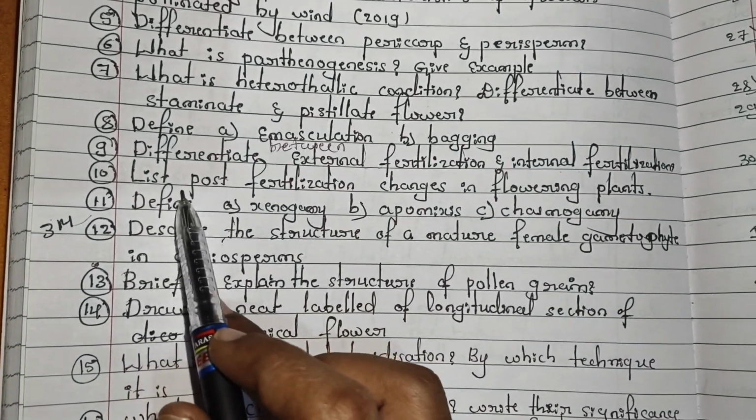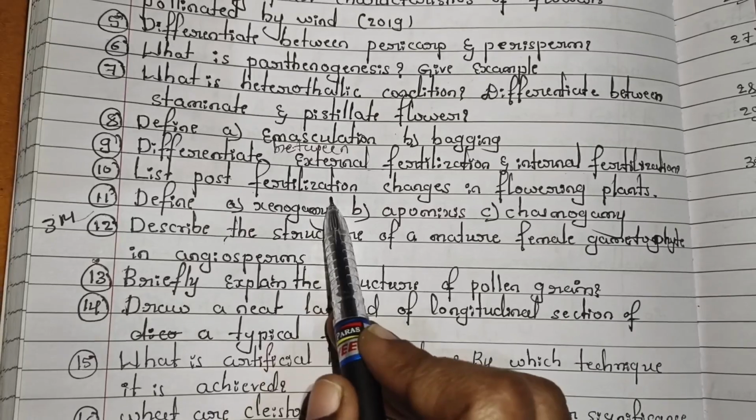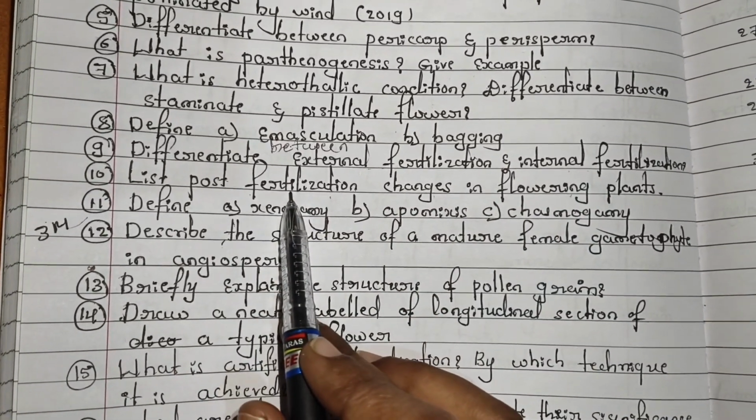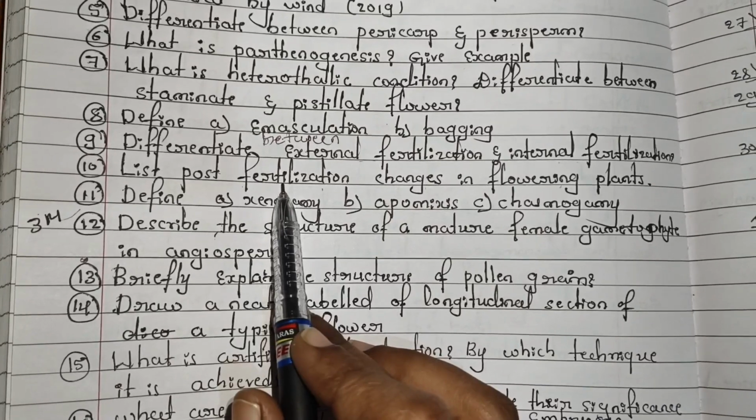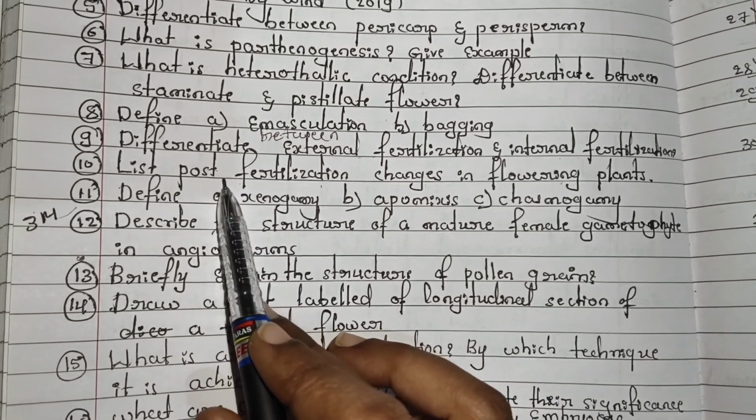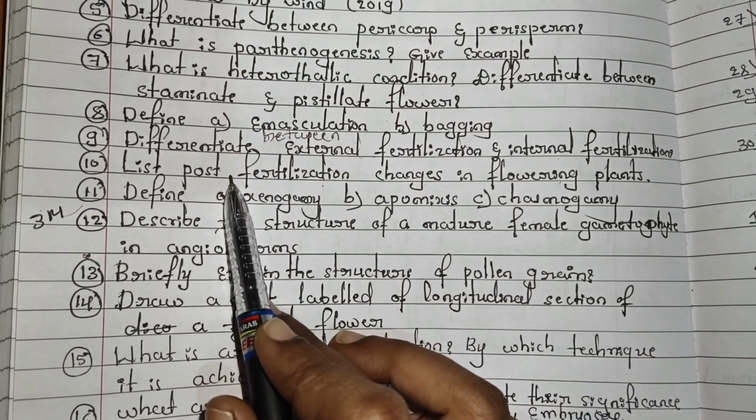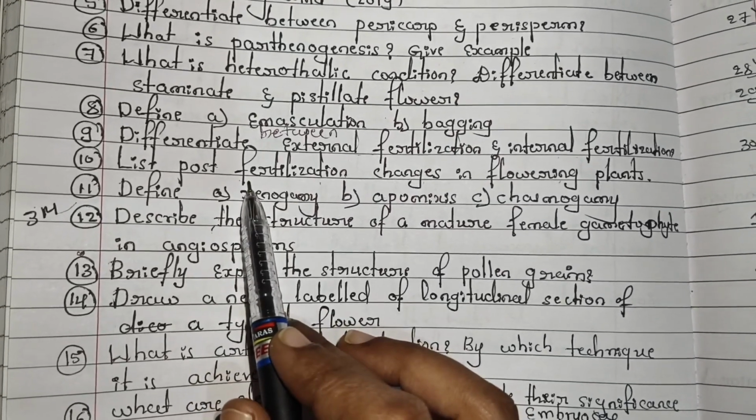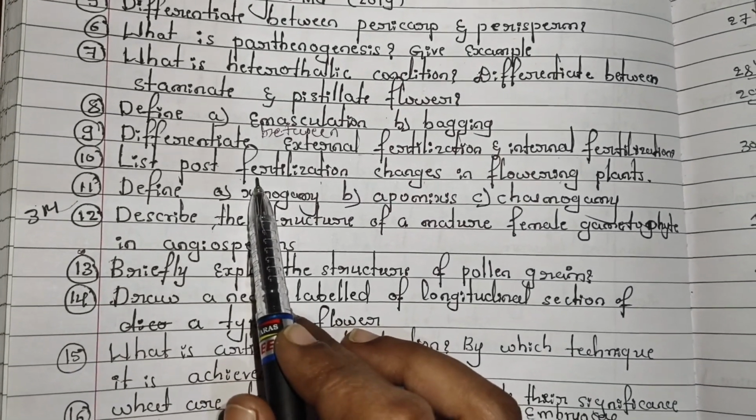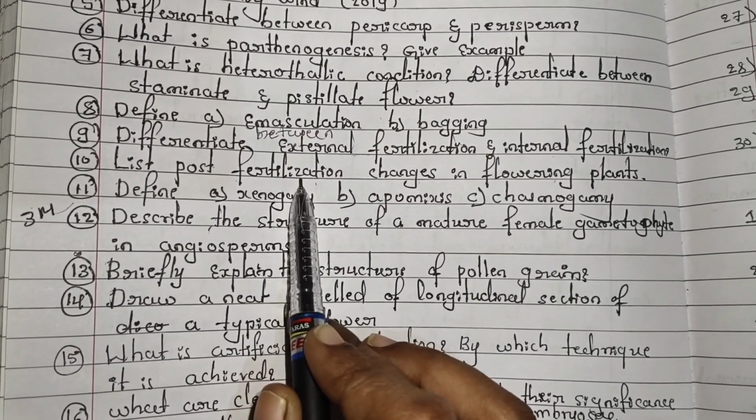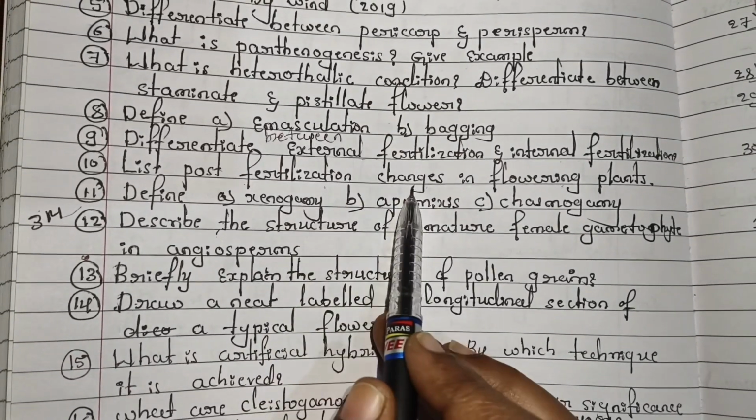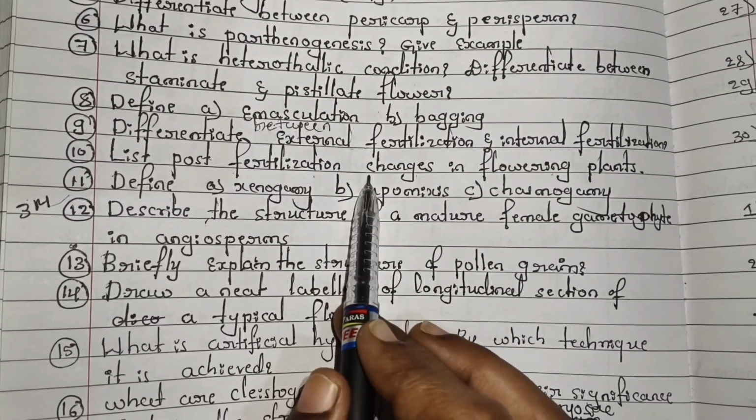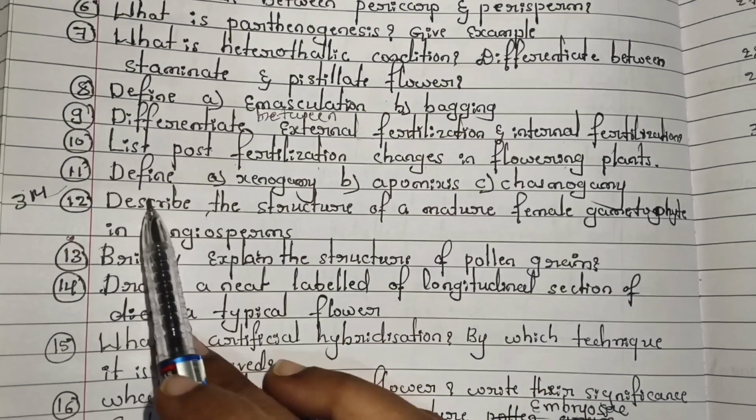Next question: list the post fertilization changes in flowering plants. Post means after fertilization; you have to write what changes take place in the flower. After fertilization, what will happen? The male and female reproductive gametes fuse to form a zygote, and the zygote starts developing into an embryo. The ovule develops into the seed, and the ovary develops into the fruit. Like that you have to write.